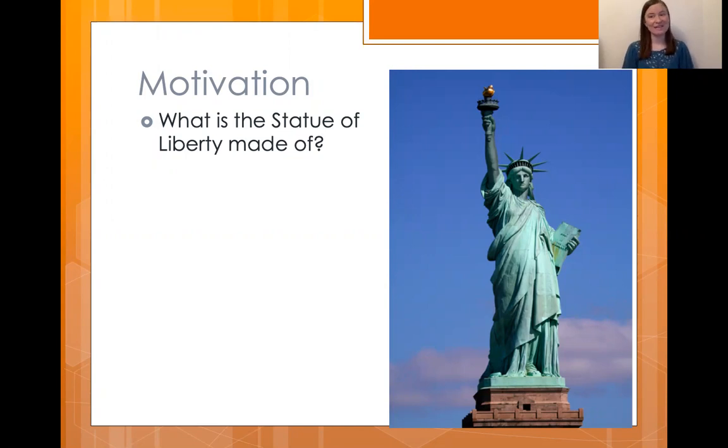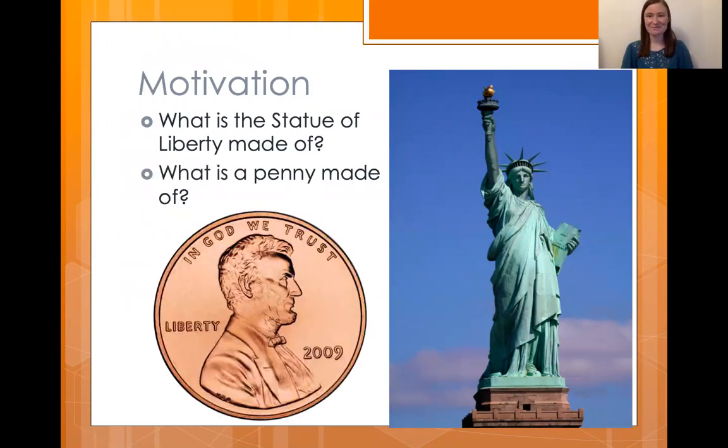So some of you might know that the Statue of Liberty is made of copper, which is also what pennies are made of. And you might notice that these two objects look very different. Of course, one is tiny and one is enormous. But also, even though they're both made of copper, they have a really different appearance, right?